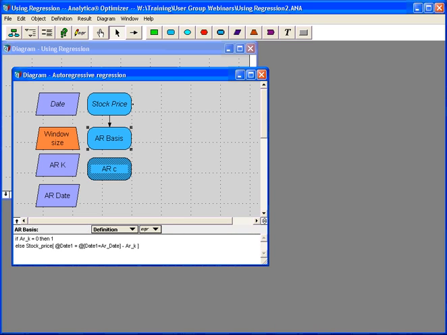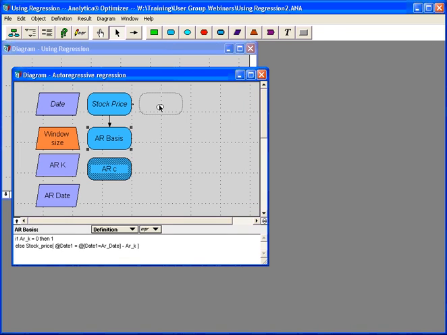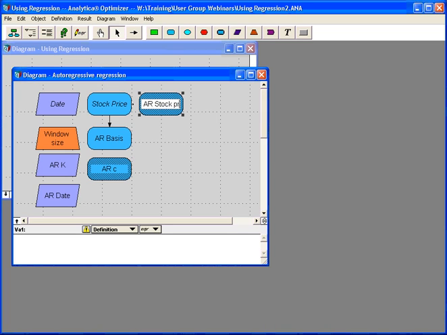Our basis, let's go back and look at our basis before we do this. Our basis is using our AR date, right? So stock price is using the original date index. So what we really want to do here is use the re-indexed stock price. Okay, so I'll say AR stock price. Basically we just need to re-index and use only the stock prices that are in our AR date. So we're excluding the first 10. Okay, so with that now we can use those stock prices with our basis.